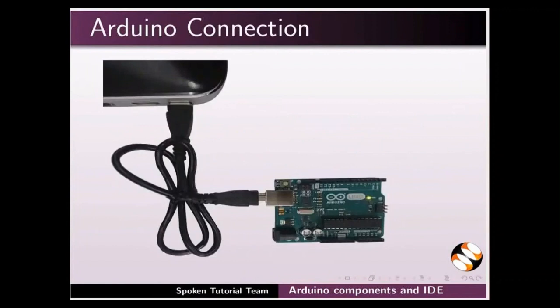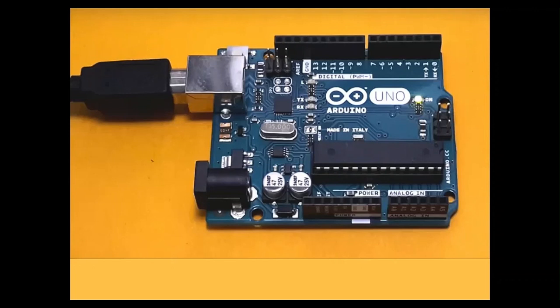First, we have to connect the Arduino board to the computer using the USB cable as shown here. The green power LED turns on. This indicates that the connection is working. Now, let us see the various components that are available in the Arduino hardware.